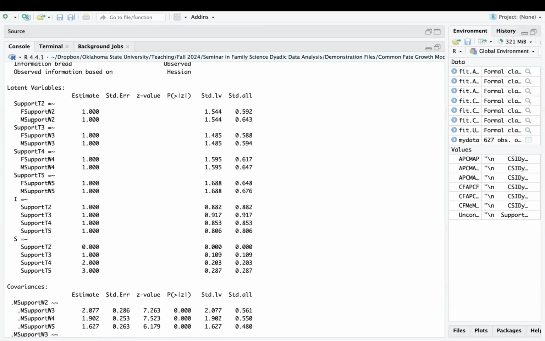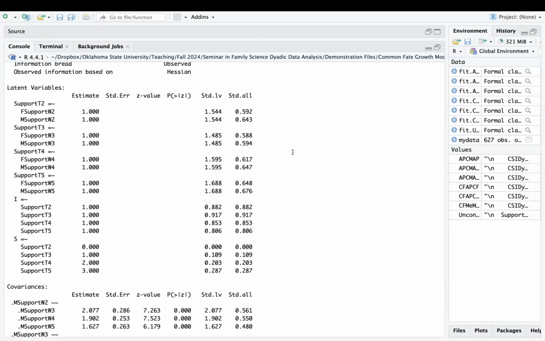So first, we are going to look at our latent variables output. So what I like to look at here, not that it's going to give you a whole lot of meaningful information, but it's something that you might want to keep an eye on, is our factor loadings. Typically we want them to be 0.70 and above. That's Ledermann and Kenny's 2012 recommendation in their common fate paper.